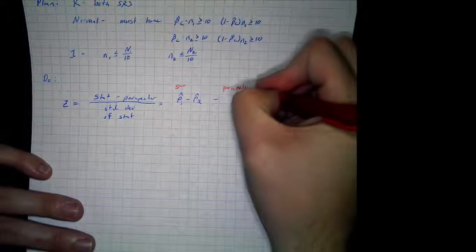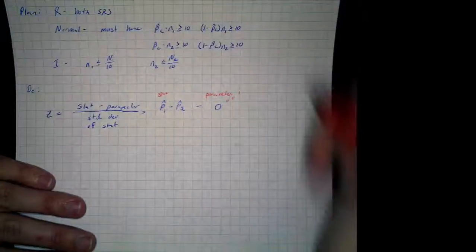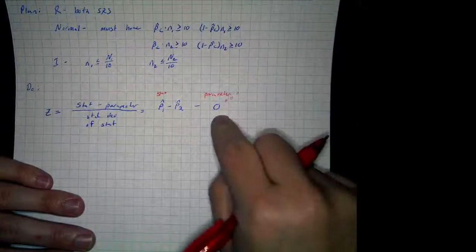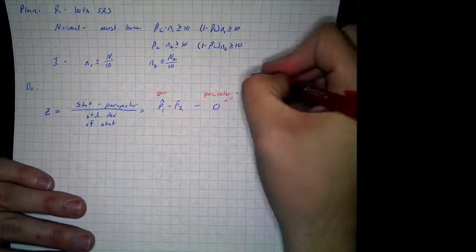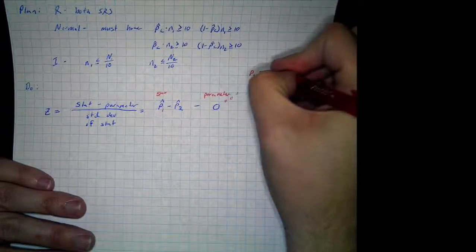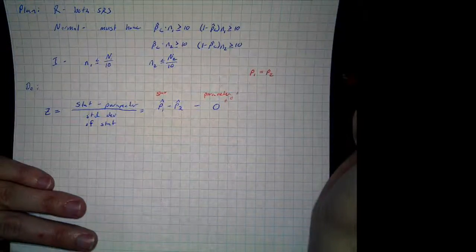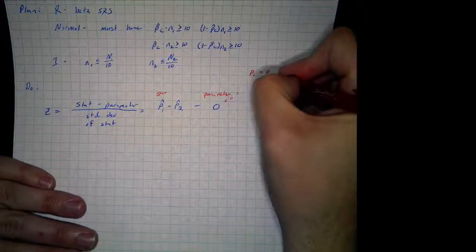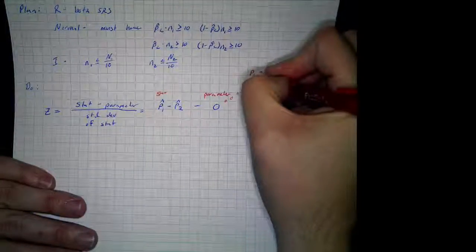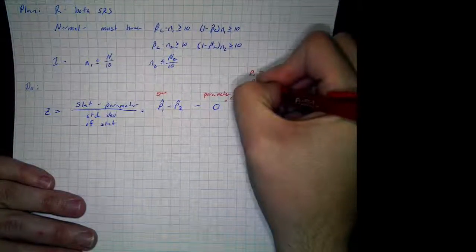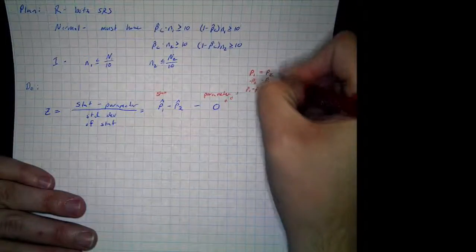Let me show you how we get this 0. Would it always be 0? The 0? It's not O, it's a 0. Let me show you how. P1 is equal to P2, right? So if I subtract P2 from both sides, I should get P1 minus P2. And then this side would be 0.